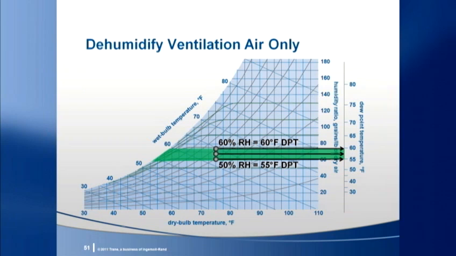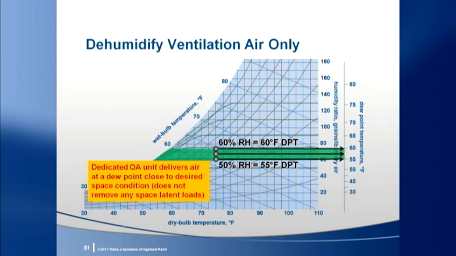Here are some space dew points for various relative humidity targets. At 75 degrees dry bulb, 50% RH equates to a dew point of about 55 degrees. So if you want to design the dedicated outdoor air unit to dehumidify the air to 55 degree dew point, the space will not be at 50% RH. Any space latent loads will raise the humidity level above this.